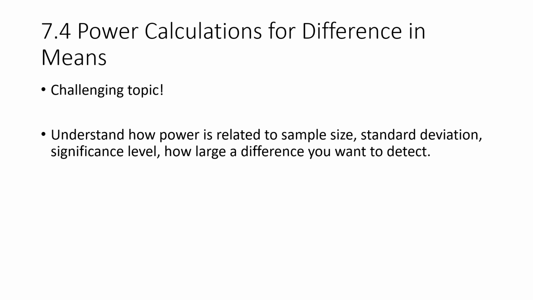The most important things from my point of view are for you to develop some understanding of how power is related to things like the sample size, the standard deviations in the populations that you're trying to compare, the significance level you choose for the test, and how large a difference you're trying to detect between the groups. So all of these things are going to be related to the power. And having a sense of how changing these things would increase or decrease the power of your test is, I think, worthwhile to try to sort out.